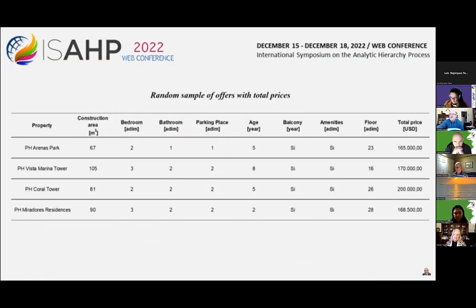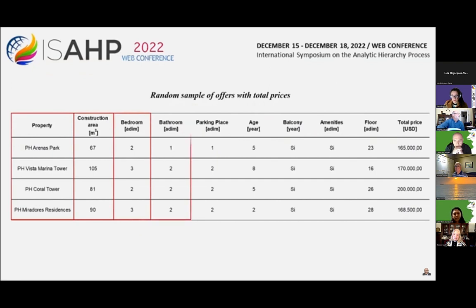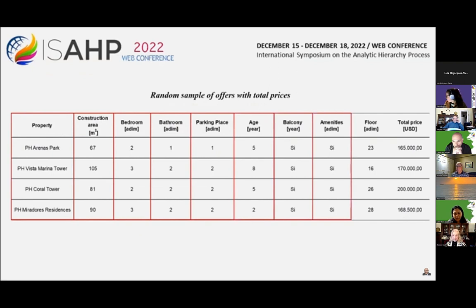The data for the selection of properties are shown in this table with the following columns: building where the property is located, area, number of bedrooms, number of bathrooms, parking spaces, age, if there is a balcony and if it has amenities such as swimming pool, playground, meeting room, game room, gym, sky bar, etc. In addition, information about the level or floor of the property, and the corresponding total price.